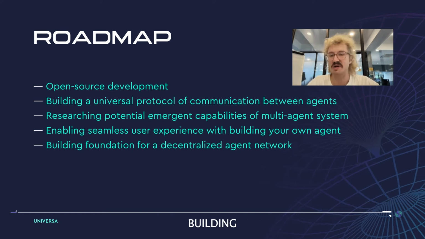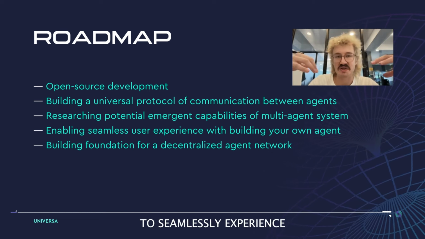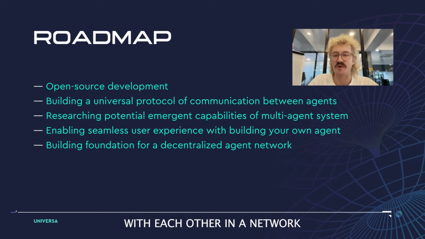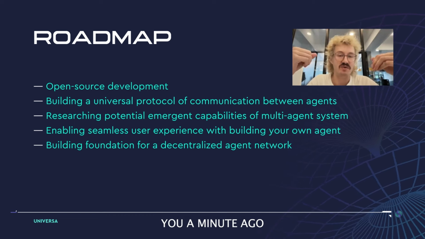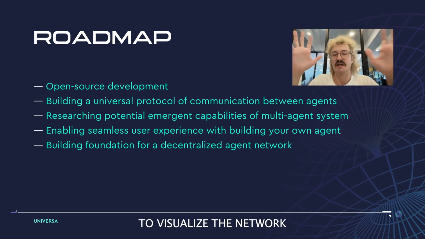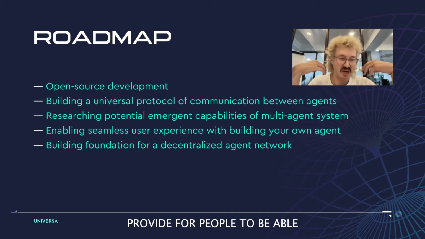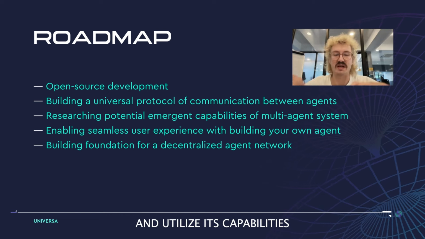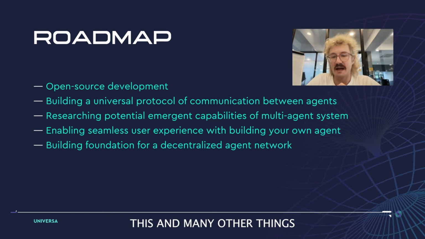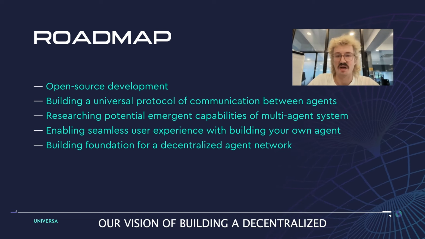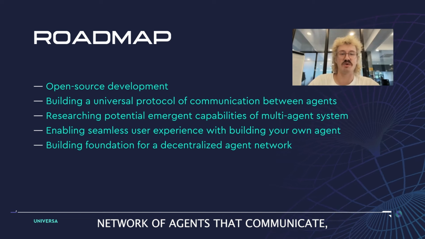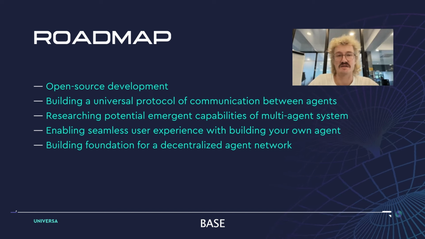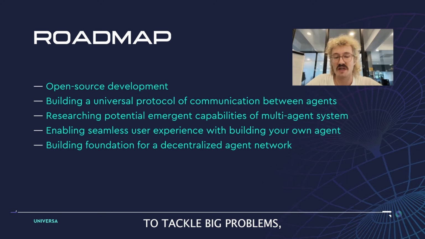The other part is actually building a way for the users to seamlessly experience this, one may say, magical world of agents interacting with each other in the network. Just as I showed you a minute ago, how we're trying to visualize the network, this is the kind of experience we want to provide for people to be able not just to chat with an agent, but also see what they're talking about, what's happening in the network, and utilize its capabilities. This and many other things build up to our vision of building a decentralized network of agents that communicate, that develop, improve, and refine, and amass an amazing knowledge base that we can then use to tackle big problems in the world.